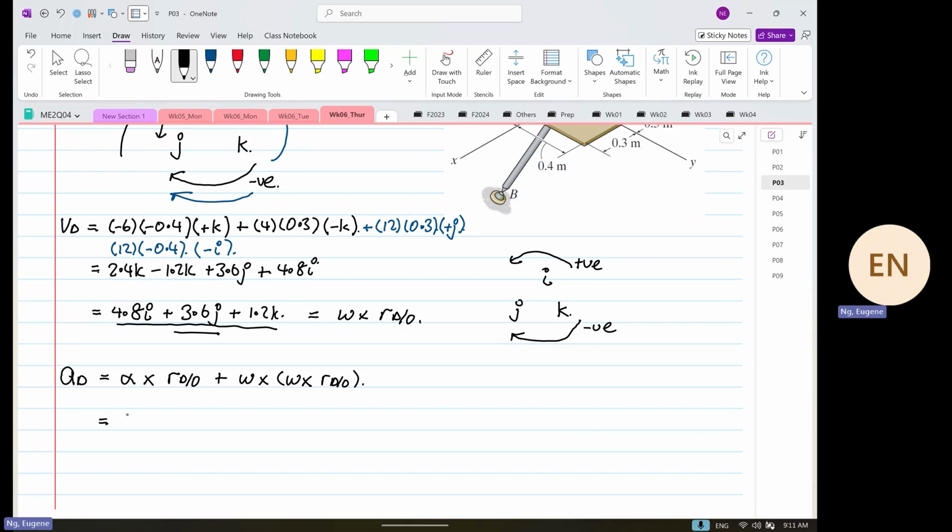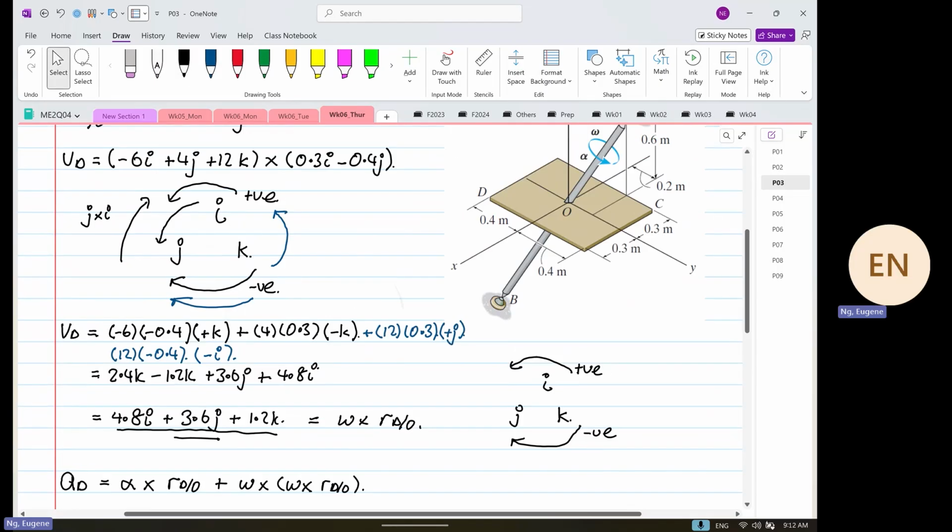So our alpha is equal to minus 3i plus 2j plus 6k, okay, cross 0.3i minus 0.4j. Is it 0.4j? Let me check again. Yep.